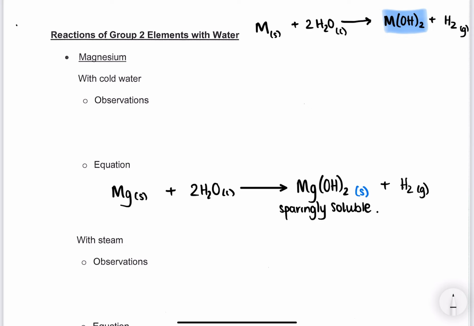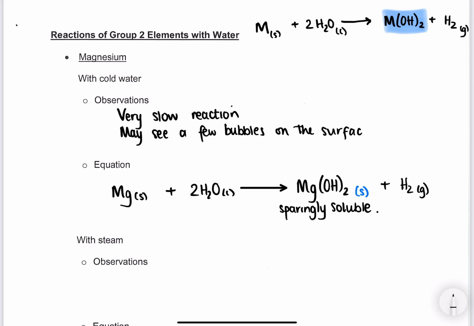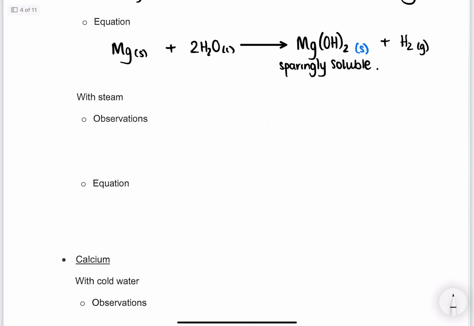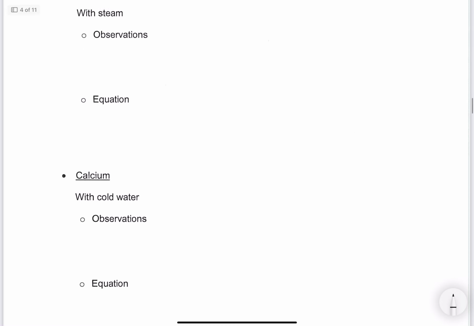So what we'll see is, because this reaction is incredibly slow, rather than seeing effervescence, we're going to see a few bubbles on the surface of the magnesium. I'm going to miss out steam for now because that's kind of an extra reaction that we're going to need to highlight for magnesium, and we're going to continue with the reactions of the metals with water, and we'll come back to that magnesium.